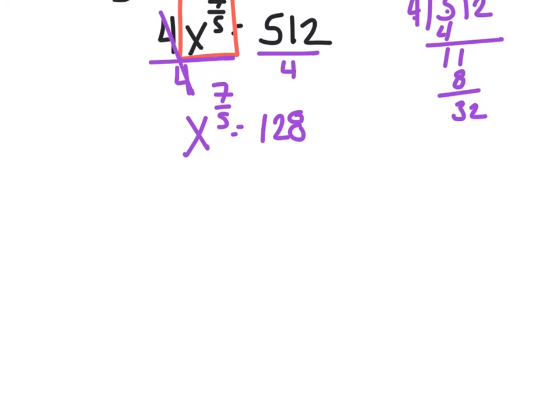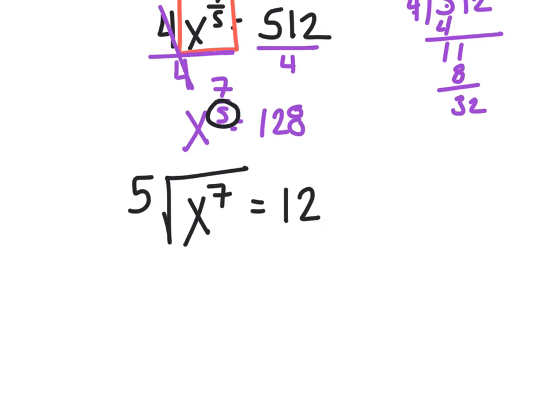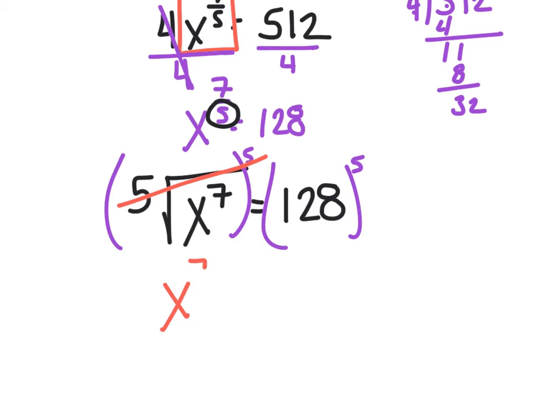Okay. So I'm going to carefully rewrite this side. Remember, roots are on the bottom. This is the 5th root of x to the 7th equals 128. Okay, so now you just say, if I have a 5th root, how do I get rid of it? Well, I wrap both sides up and I raise it to the 5th power. Those will cancel, and I'll get x to the 7th equals 128 to the 5th.